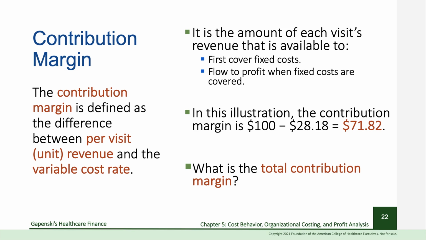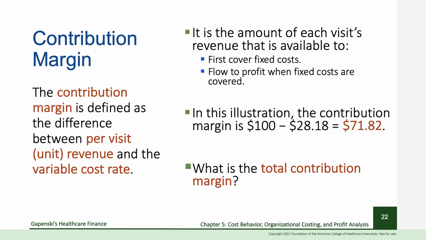So it is saying it here. It is the amount of each visit's revenue that is available to first cover fixed cost. Whatever you get from there, you need to cover your fixed cost, and then that flows to profit when the fixed costs are covered. Now, the illustration that we have seen for Riverside, the contribution margin is $100 minus 28.18, which is the variable cost rate that we calculated a few slides ago, and that gives us $71.82.